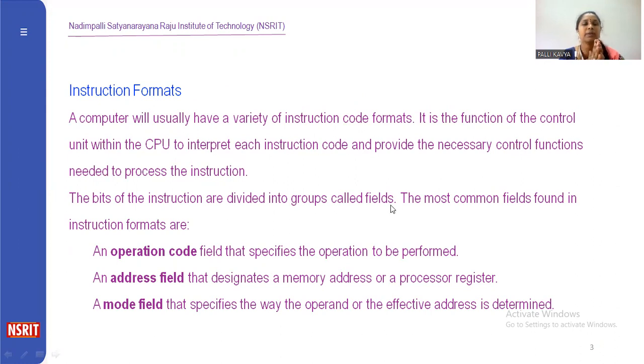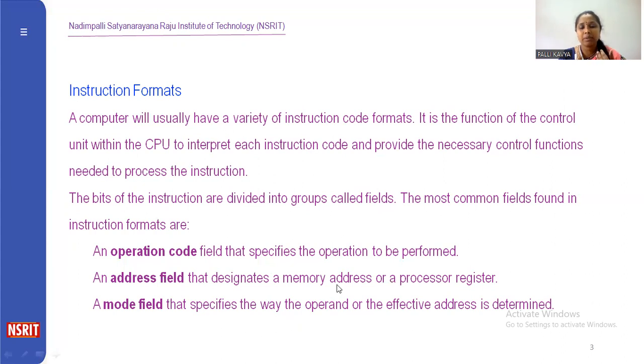So we are saying that the instruction is of different code formats, and a particular instruction is divided into separate groups, and the groups we are saying are fields. The most common fields in an instruction format are the operation code, the address field, and the mode field. So what do you mean by operation code? This field stores the operation code, which specifies which operation is to be performed, like addition, subtraction, multiplication. And the next one is the address field.